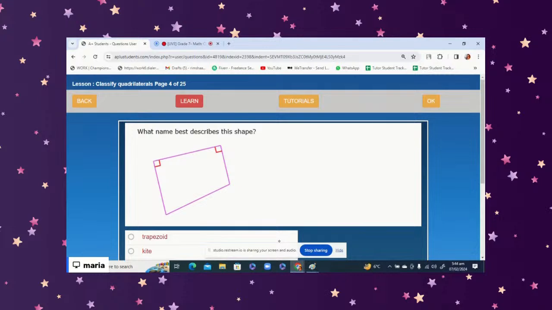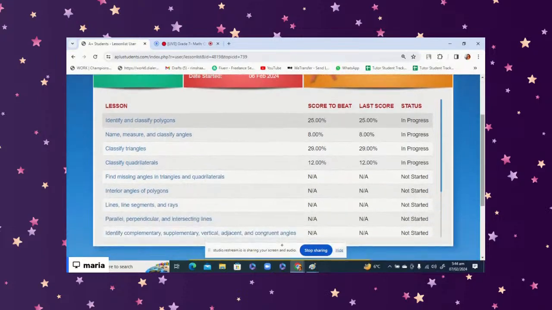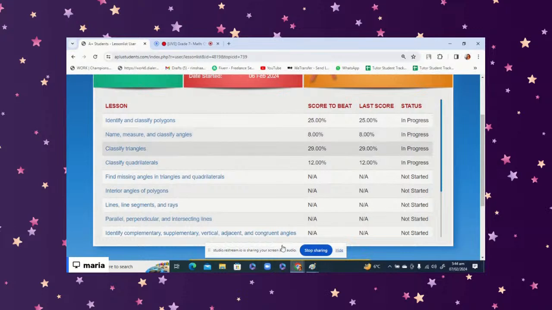So hope you guys understand this lesson as well. Now today we basically covered all these four lessons: identify and classify the polygons, measure and classify the angles, then classify triangles, and classify the quadrilaterals. And we also discussed all these lessons, and as well as did some test questions.